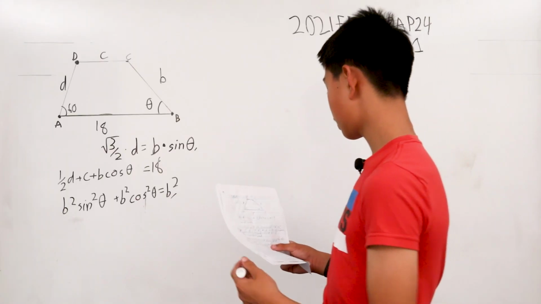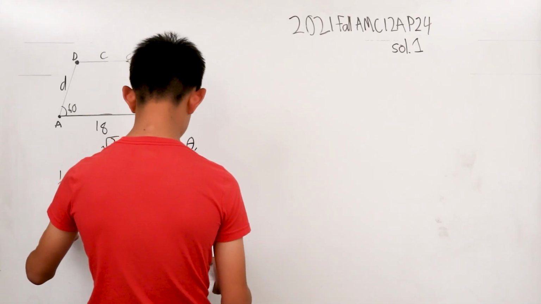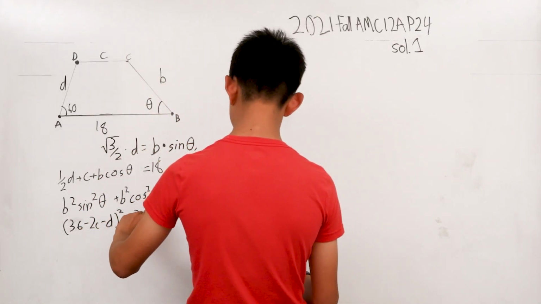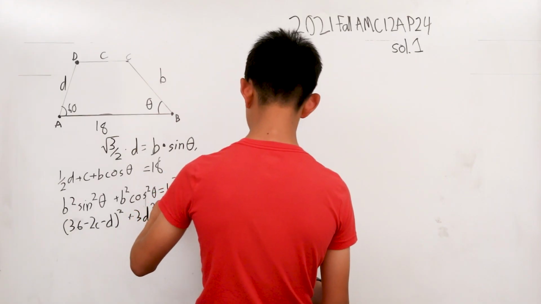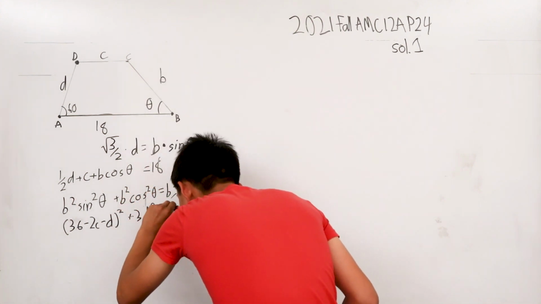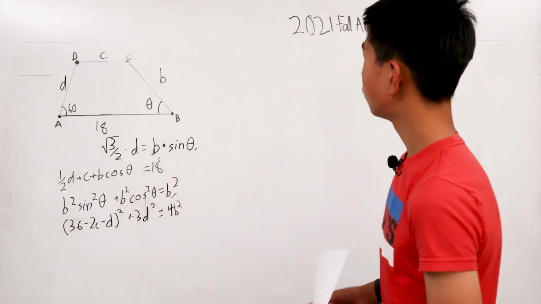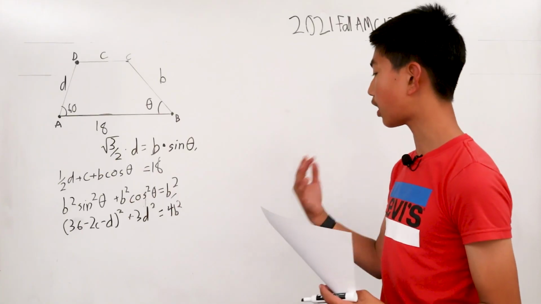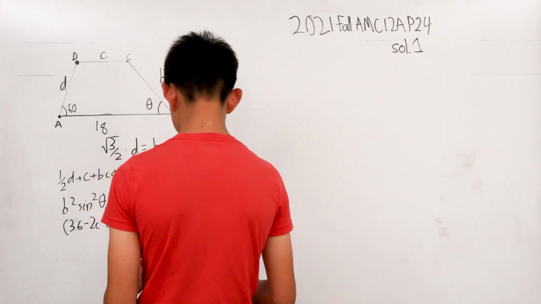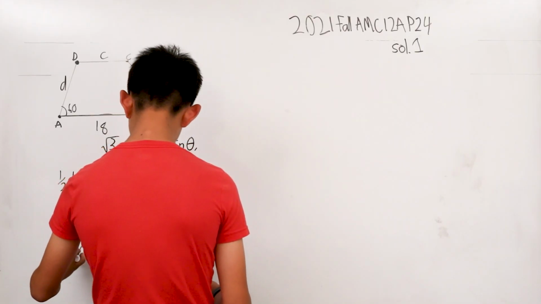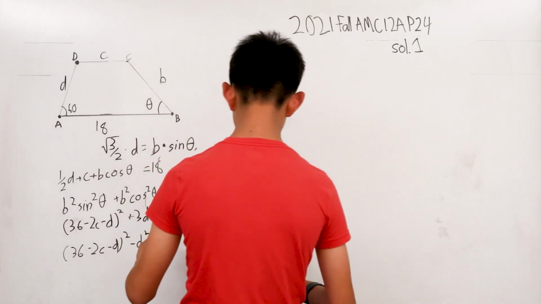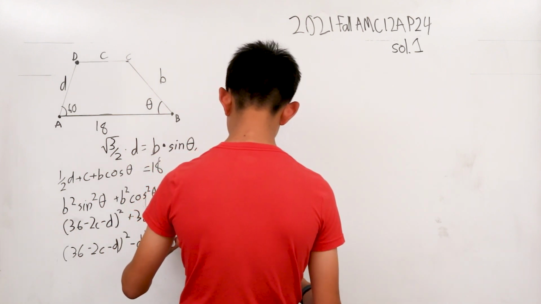This is also true, so we can apply it again: 36 minus 2c minus d squared plus 3d squared equals 4b squared. So we have these two equations, and we can further elaborate with the law of cosines. We can also say that 36 minus 2c minus d squared is equal to 4 times b squared minus d squared.